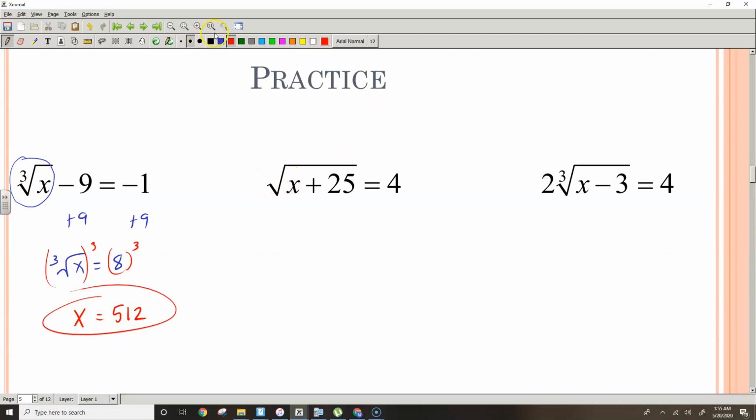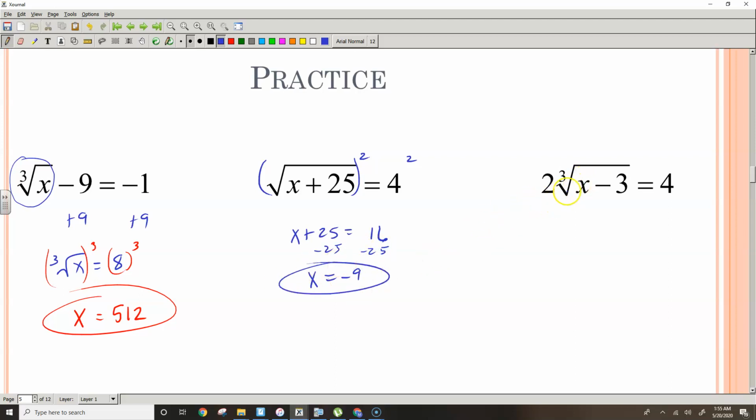Second one, we're going to do what we just did before, which is just square both sides to get x plus 25 equals 16. And then we can subtract 25 on both sides. That would give us negative 9 for that.